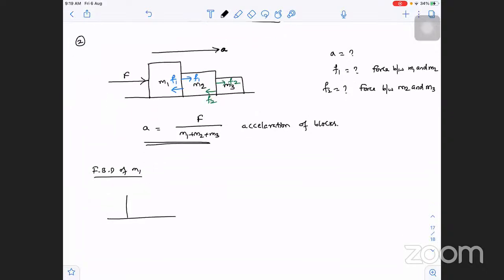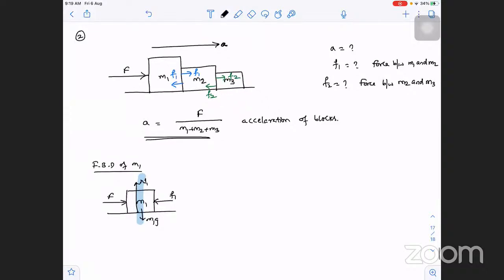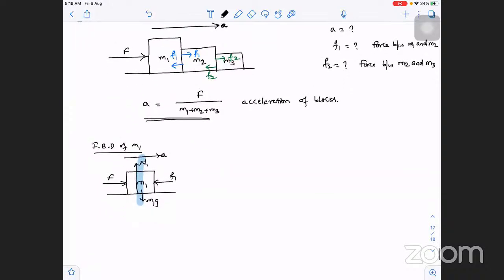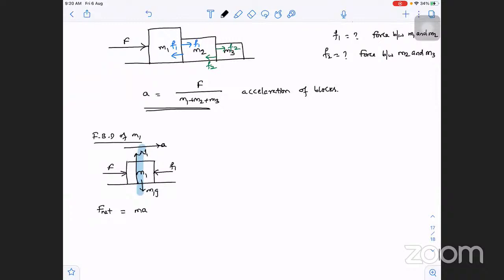Free body diagram of M1: F is the force acting, F1 is the force acting, M1G is the force acting, N1 is the force acting, and M1G and the normal reaction cancel out. Vertical forces will cancel out. So it will accelerate with acceleration A. Then what equation can we write? Net force is equal to mass into acceleration. The net force value I can write is F minus F1 is equal to M1 into A.